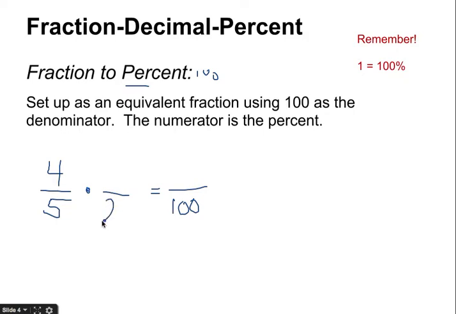Well, 5 times 20 is 100. Whatever I multiply on the bottom, I need to multiply on the top. 4 times 20 is 80. I now have 80 parts per 100, or 80%.